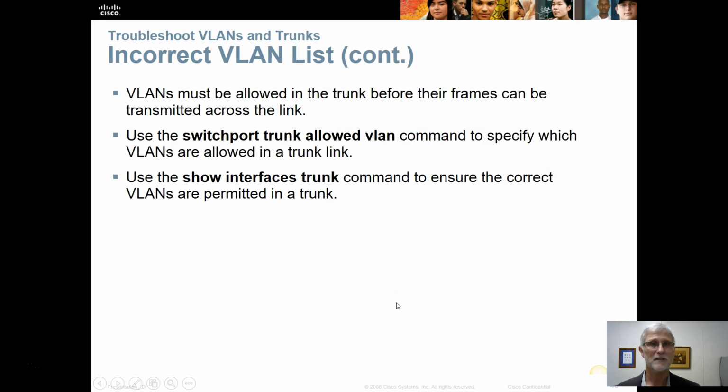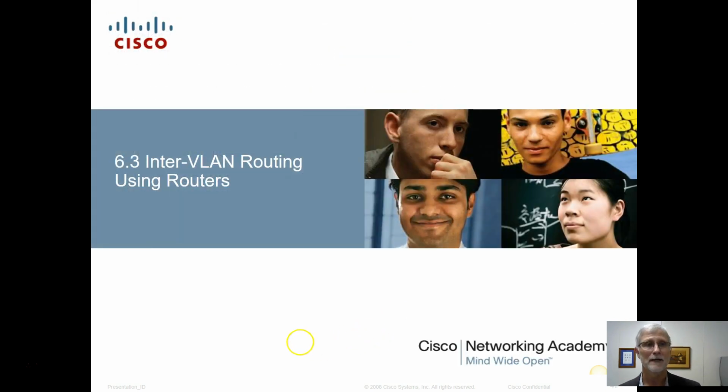So just keep in mind, you want to make sure your VLAN is allowed on the trunk before the frames are transmitted. Use the switchport trunk allowed command to verify what works. Use show interfaces to make sure each interface is correct.